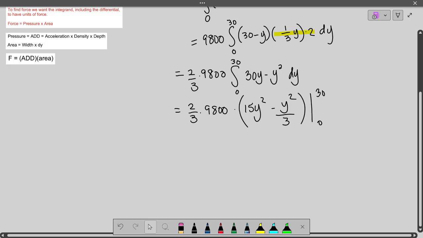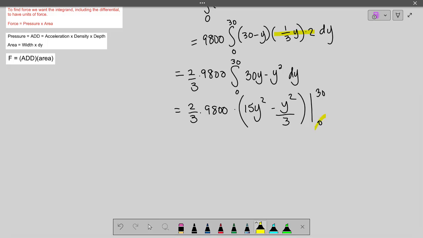So we have that. Once again, the 0 is not giving us any force. So we'll have 2/3 of 9,800 multiplied by, let's see what happens here. Here we're going to get 30 squared. So we'll have 15 times 30 squared minus 30 squared divided by 3. Shouldn't that be 30 cubed divided by 3? Yes, it should be 30 cubed. Thank you. 30 cubed divided by 3.